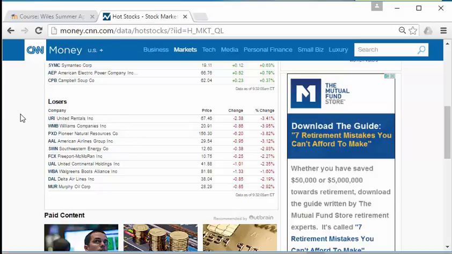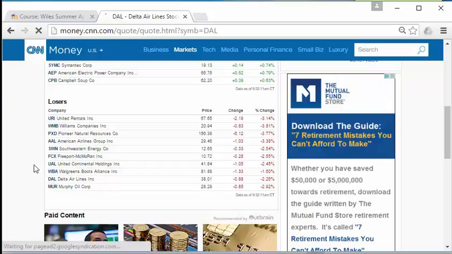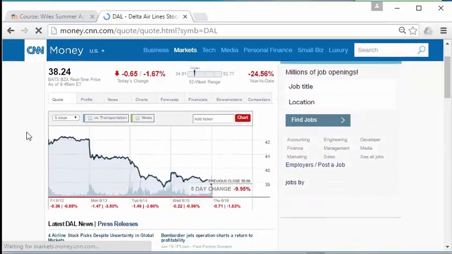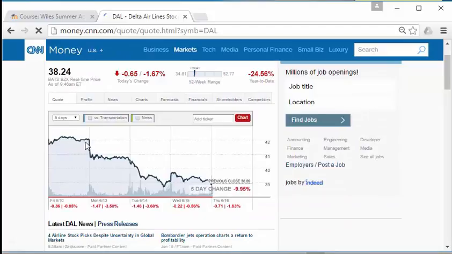Now, if you want to do a little bit more detailed research, like let's say we want Delta Airlines. Okay, they've dropped a lot here, a little over 2%. Let's see what they've done over the past year. So I click on the symbol, and it's going to take me to a page that gives me more information. So you can see over the past 5 days, they've been dropping quite a bit.